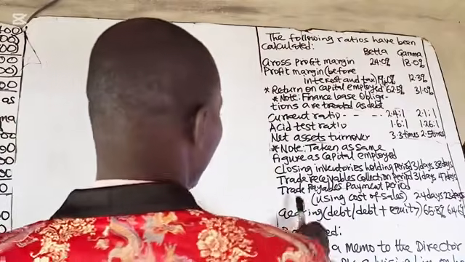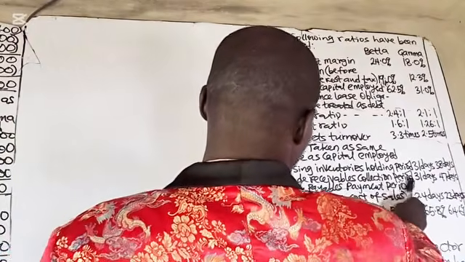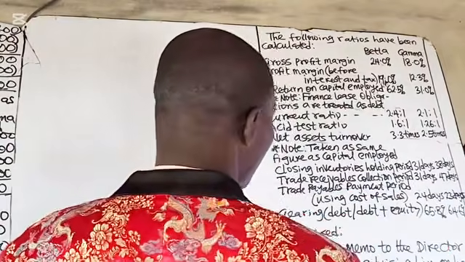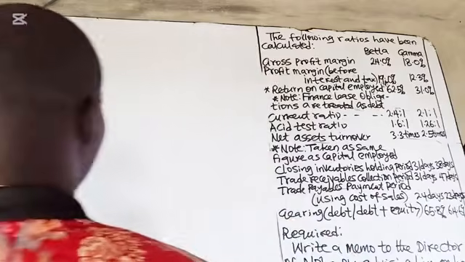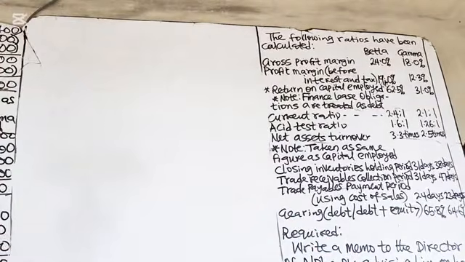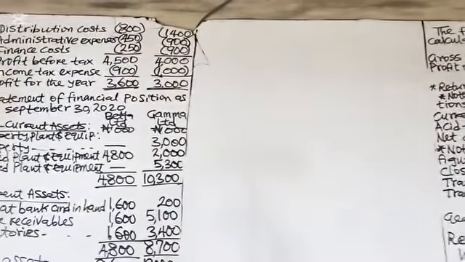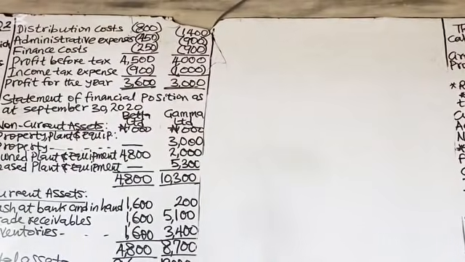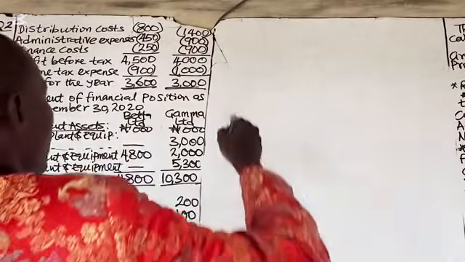Number 8, we have trade receivables collection period, 31 days for Beta Limited and 47 days for Gamma Limited. So we want to report on that.